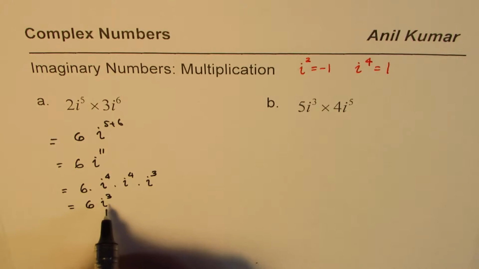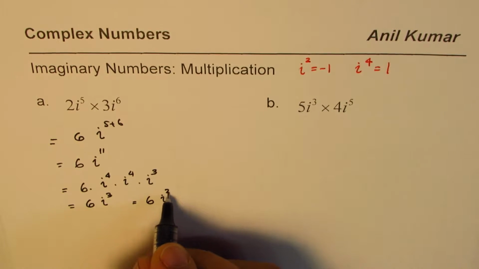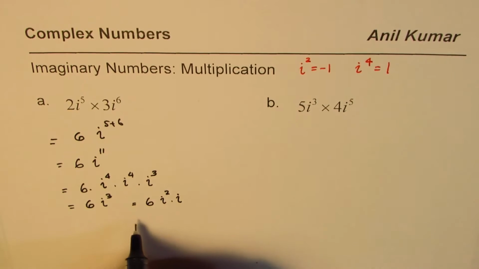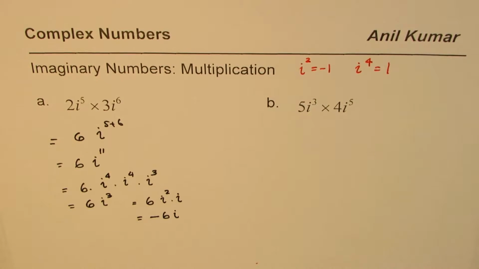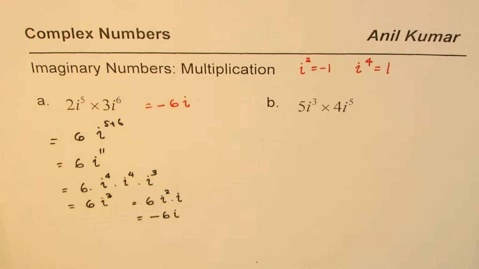You could write i cubed as i squared times i, so 6 i squared times i, and we know i squared is minus 1, so I could write this as minus 6i. So the answer for this is equal to minus 6i. That is how you could do this question.